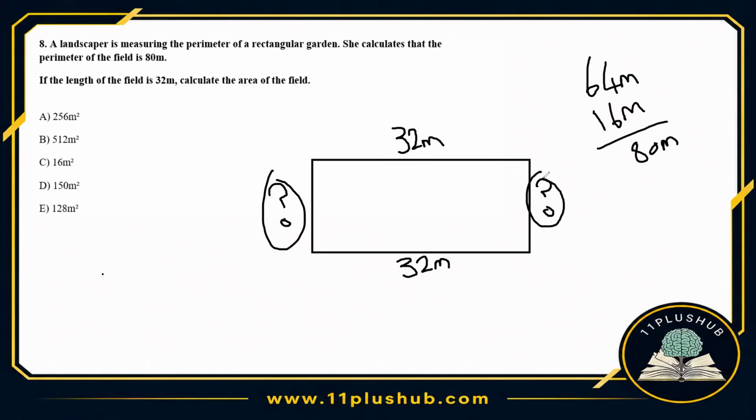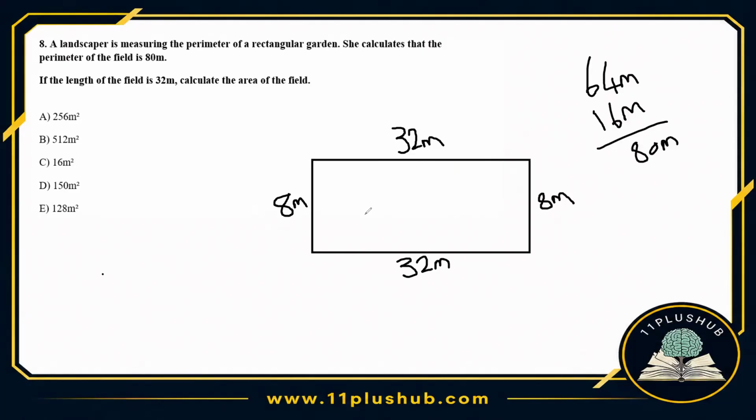Okay, so we do 16 divided by 2. 16 divided by 2 is, of course, 8. So this side must be 8 meters and this side must be 8 meters. Now, if we were to add all of those sides together, so 32 plus 32 plus 8 meters, we're going to get 80 meters. So the perimeter works out. We know that we have the correct information, but we're looking for the area.